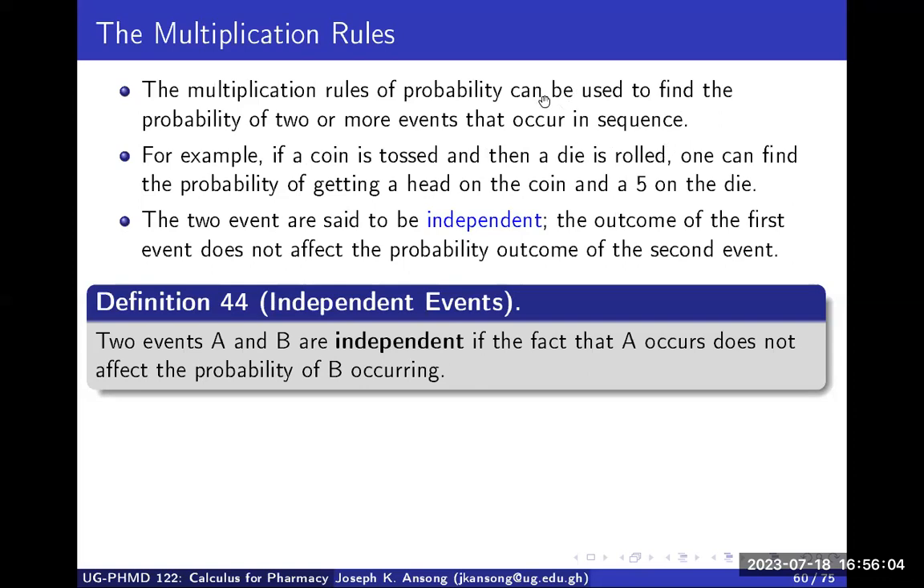In this case, the two events are said to be independent. The outcome of one does not really depend on the other one. Tossing a coin and rolling a die are totally independent events. The outcome of the first event does not affect the probability of the outcome of the second event. So they are independent. The definition: two events A and B are independent if the fact that A occurs does not affect the probability of B occurring. Then you say that those two events are independent.